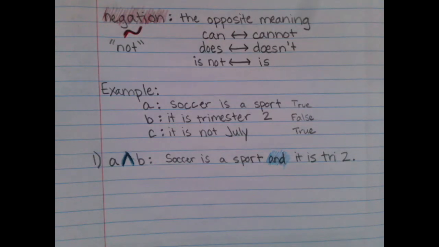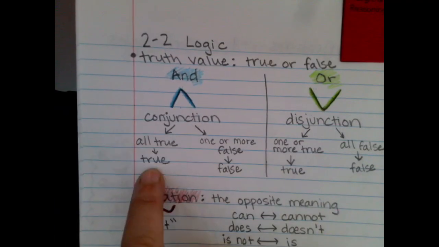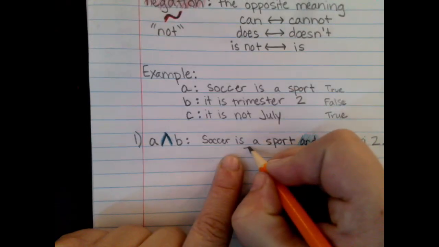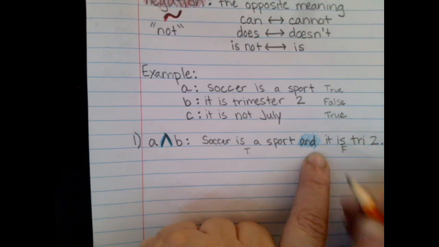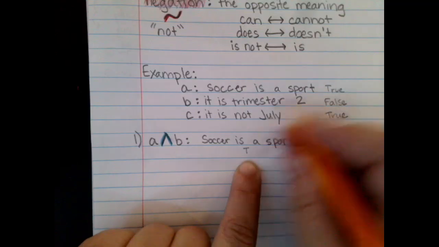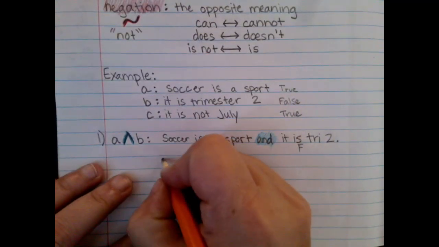We need to decide, is this overall statement true or false? Why is it false? Yeah, and in an and statement, in order to be true, they have to both be true. Are these both true? No, this one is true. This one is false. So, because I have a true and a false together, is the whole statement true or is the whole statement false? False.